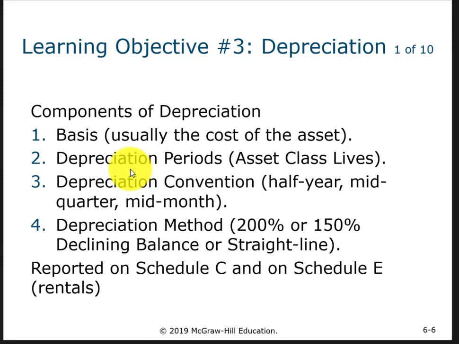That's not going to work. In terms of using the half-year convention, you're going to have to use the mid-quarter if you buy too many assets in the last quarter of the year. And then there's a method, typically double declining balance, that we learned about in earlier accounting classes, but you also may have situations where straight line comes into play. And again, it's all determined by the asset type and the tax law.